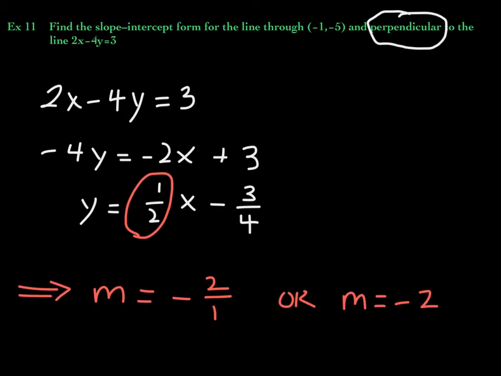Okay, I hope this is what you found. I solved for y here, and I found that this guy has a slope of positive 1 over 2. Therefore, because our lines are perpendicular, my slope will be negative 2 over 1, or just negative 2. I hope you agree with me. So now that we know our slope and a point, let's go to point slope form and find the equation for our line.